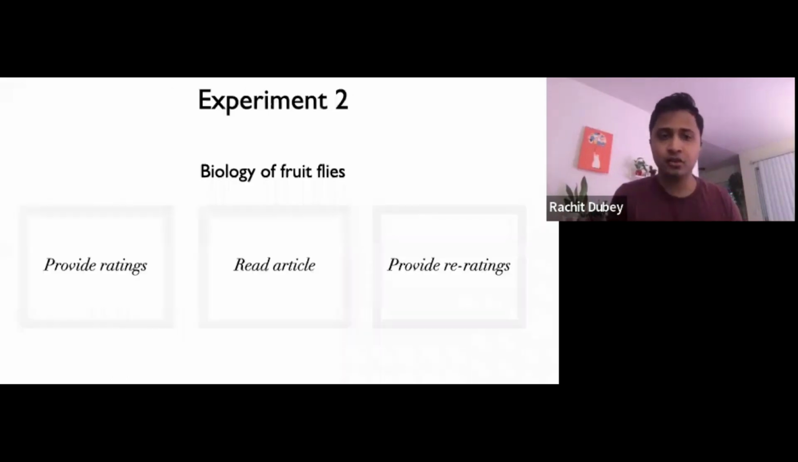And to answer these 2 questions, we conducted another experiment. This experiment was quite simple, quite straightforward. The subjects provided their ratings of curiosity, understanding, and usefulness for fruit flies. And they then read a short article about fruit flies and provided re-ratings again. Subjects were randomly assigned to 3 conditions, and the article that the subjects read differed in all the 3 conditions.